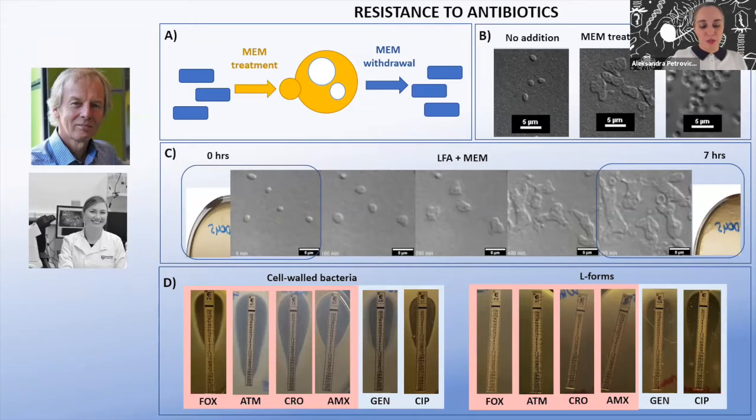We also tested the L-form sensitivity to other beta-lactam antibiotics, aminoglycosides and fluoroquinolones, and we showed that they are completely resistant to all beta-lactams tested, including cephalosporins and all antibiotics that are targeting specific penicillin-binding proteins, including PBP 2, 3, 4, 5, and 6. Unlike beta-lactam resistance, we show that L-forms retain their sensitivity to gentamicin and ciprofloxacin.